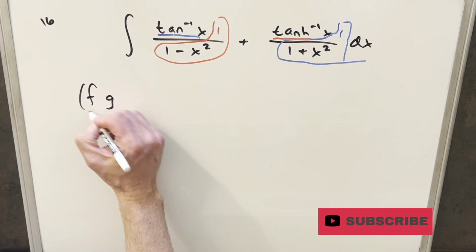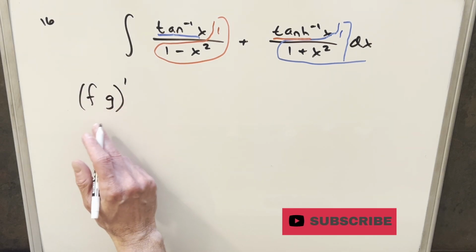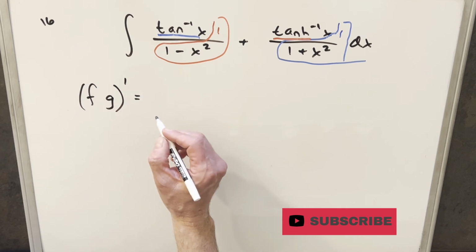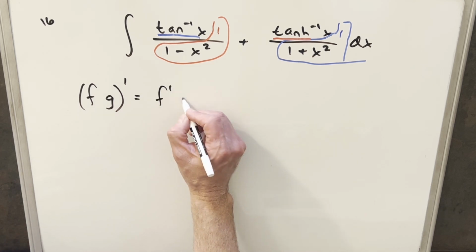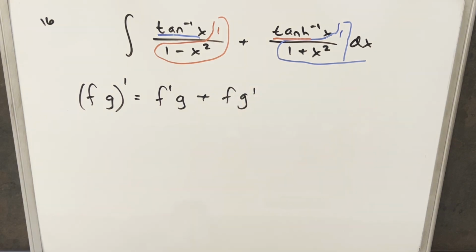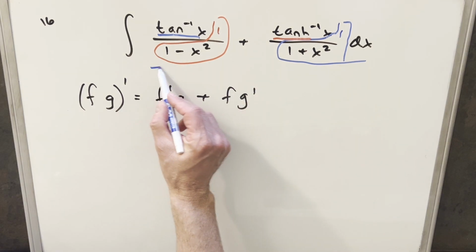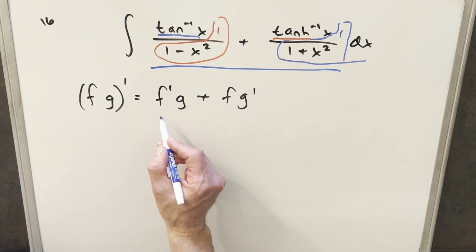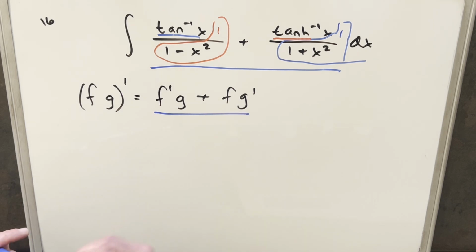Let's just look at the product rule really quick. So if we have the derivative of two functions, f and g, this derivative is just going to be the derivative of the first times the second plus the first times the derivative of the second. And so for this to work, we're saying our integral, all this stuff right here, this should be the same as this part right here.